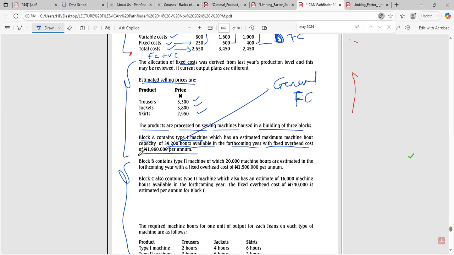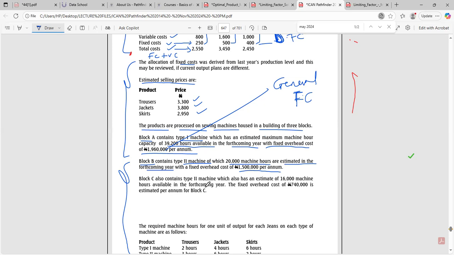So let's go on. Then I said that in block B, let us say second floor, it contains type 2 machine. That's the name of the machine, for example. Now, in this type 2 machine, the total hours that they have is 20,000 machine hours, which are estimated in the forthcoming year. And with a fixed overhead cost, there's another fixed cost that will be incurred on this machine. How much? 1,500,000 per annum.